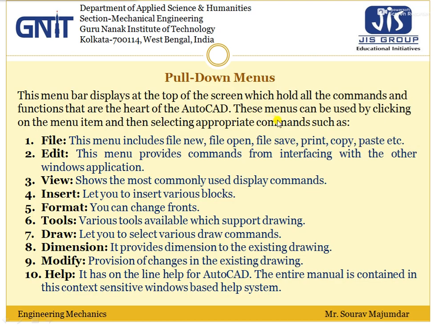Before going to that, I will discuss the pull down menu, which is shown in our earlier slide, at the top of the window. Let us see what this pull down menu is and what tools and toolbars are there. This menu bar displays at the top of the screen, and holds all the commands and functions that are the heart of AutoCAD. All the commands and functions used in AutoCAD are given in the pull down menu bar. If you operate the pull down menu bar easily, you can do all your drawing because all the commands are there.